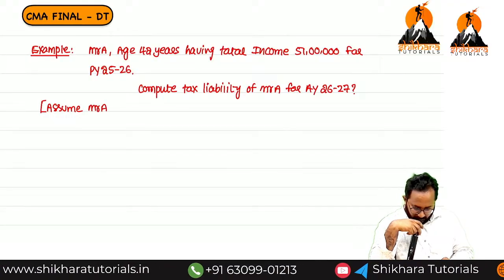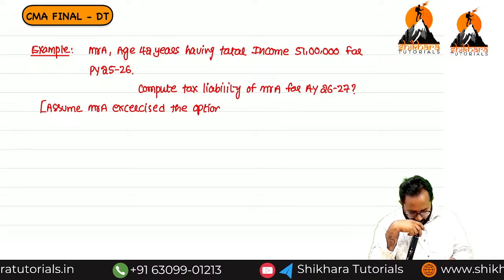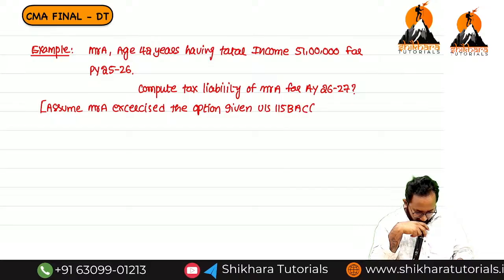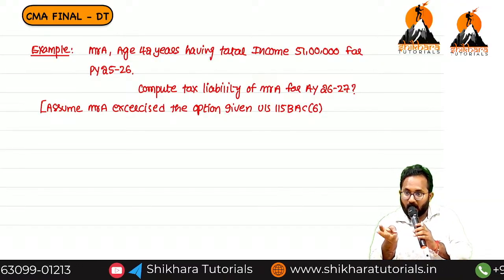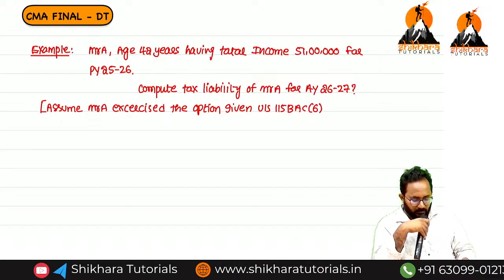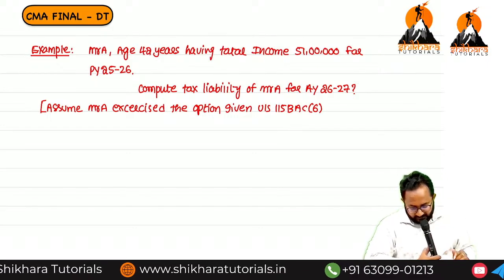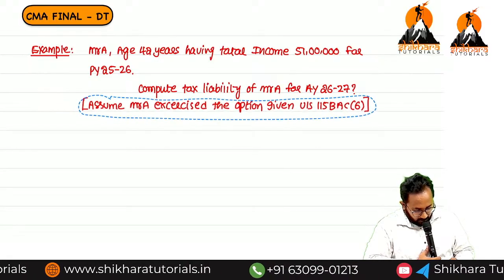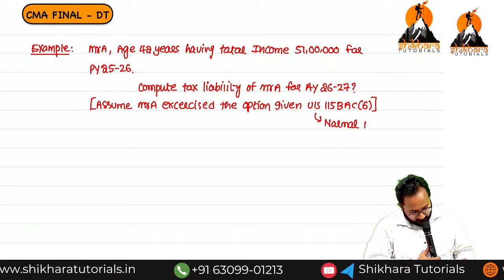Assume that Mr. A exercised the option given under section 115BAC subsection 6. What does it mean? He exercised that option means he shifted out or opted out from the default tax regime, which means he is following normal rates. If you exercise that option, you are following the old rates, the normal tax rates or optional tax rates.